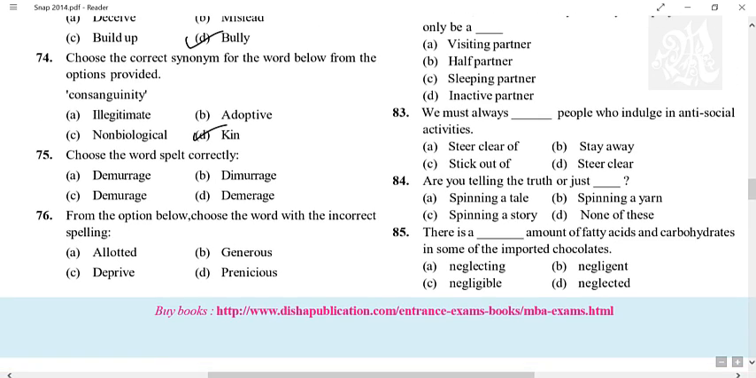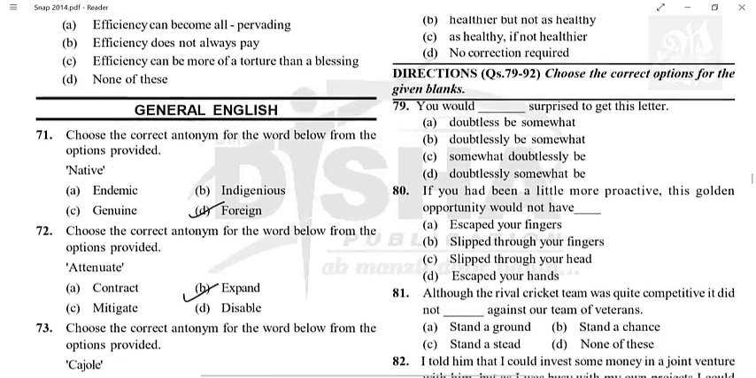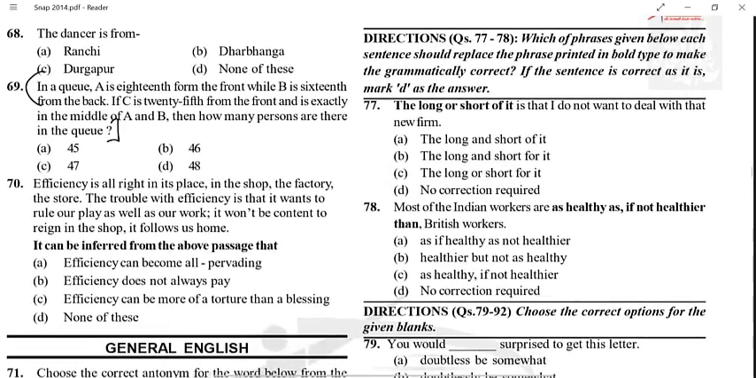Spelling, you'll have spelling corrections. So first, demurrage is the correct spelling. You'll find out the incorrect spelling. Pernicious should be the right spelling, and not the other variant. Alright, now look at the grammar thing. The long or short of it: it's never long or short, it's long and short. Okay, because it's like kith and kin. Okay.